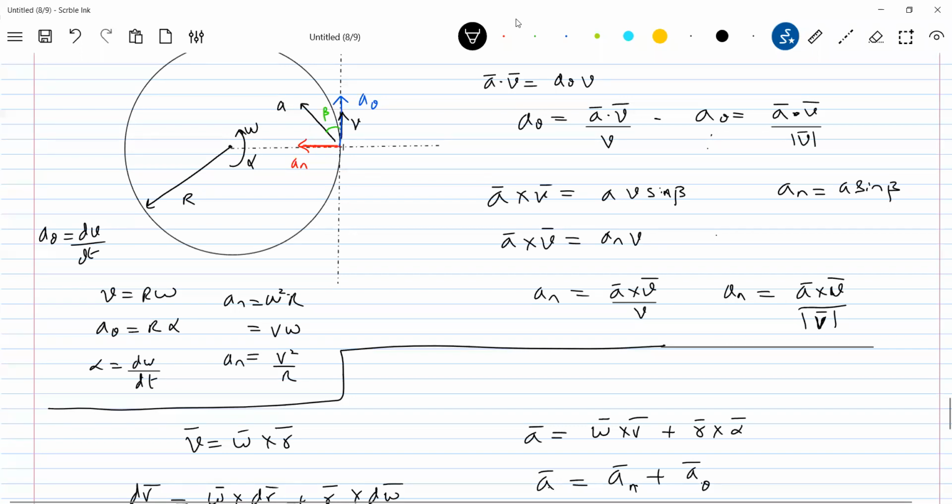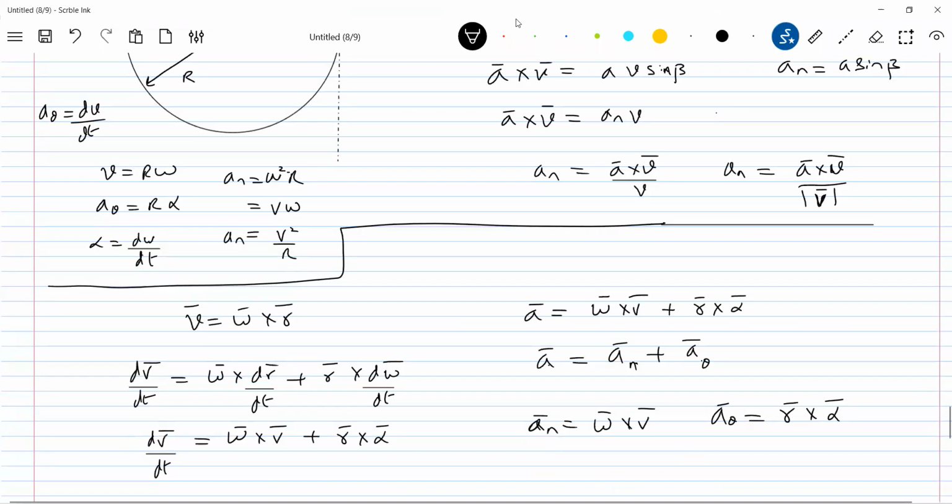If I don't introduce them, what happens in numericals? You do come across things like this. They give omega bar and V bar. So once you know omega bar and V bar, you can bring the normal acceleration. If they give R bar and alpha bar, from that you can bring the tangential acceleration. If they give omega bar, V bar, you'll get the normal acceleration.